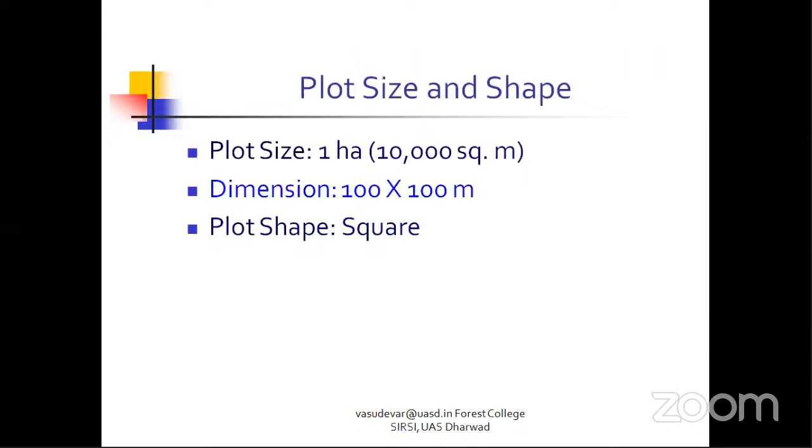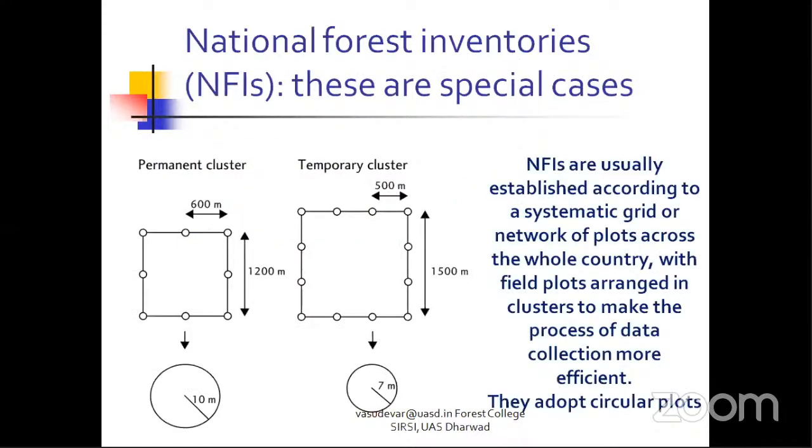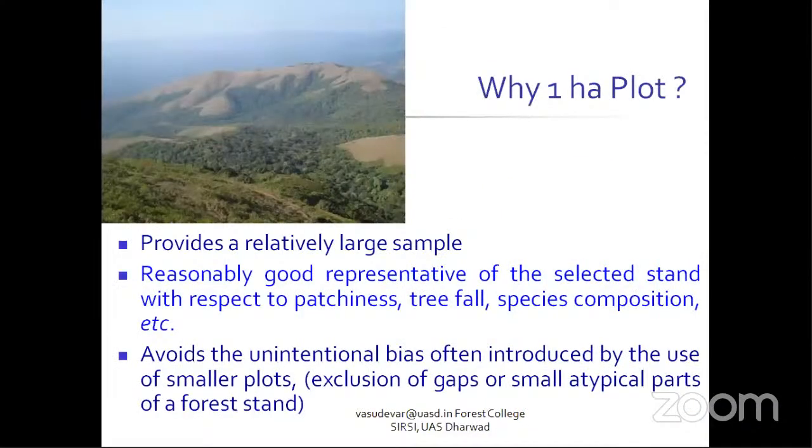So now let us look at how to establish a 1 hectare permanent plot. Some of the national forest inventories also use another method called the cluster method, where they put a permanent cluster of 9 plots, and each plot here is a circular plot of either 10-meter radius or 7-meter radius. Of course, we are not following this. Only certain national forest inventories, permanent inventories, are using this. Today, we will look at the 1 hectare plot, a square plot.